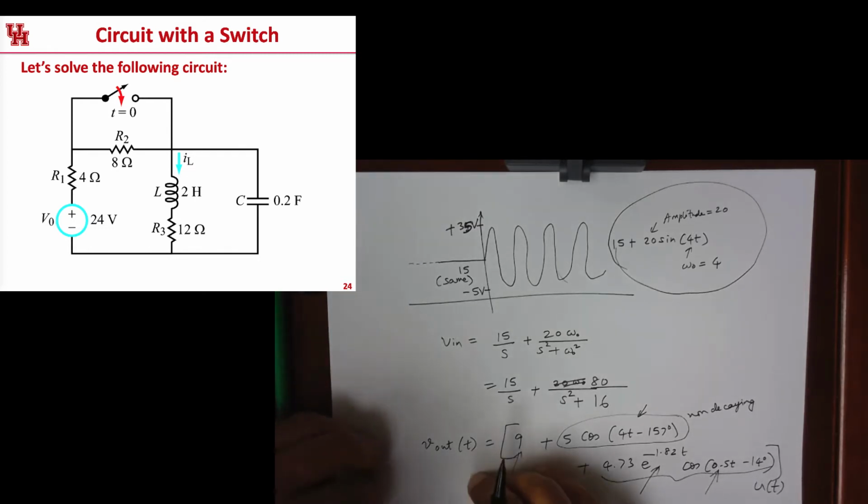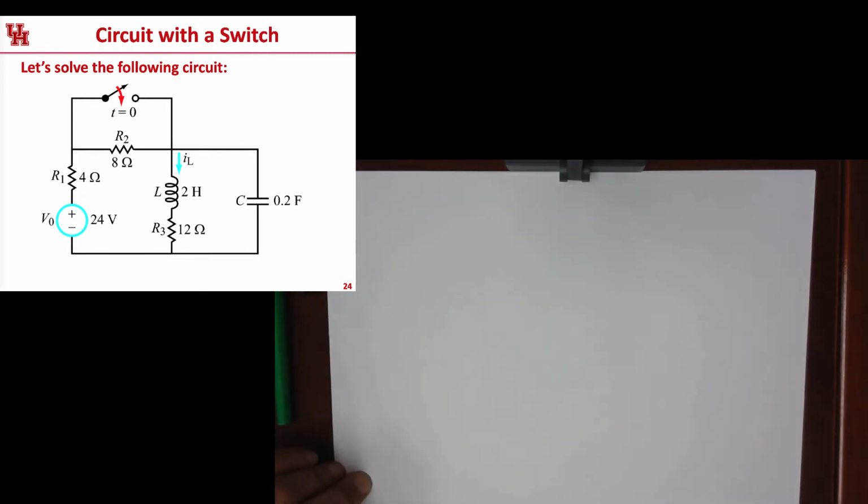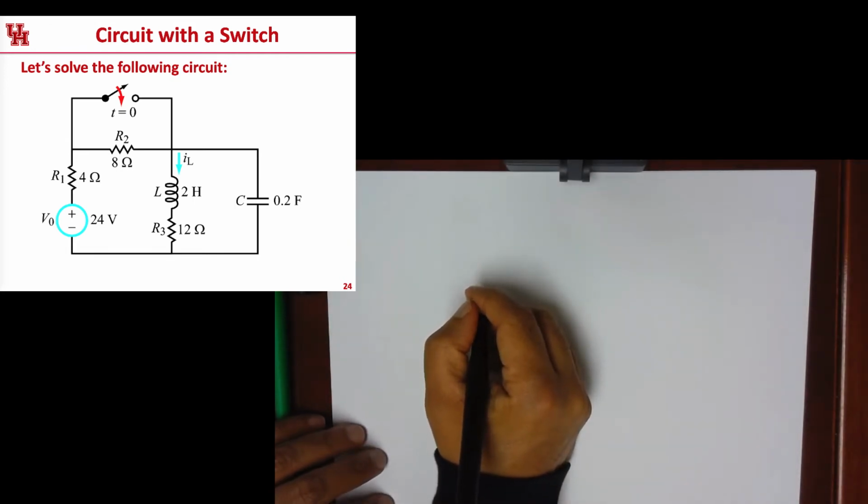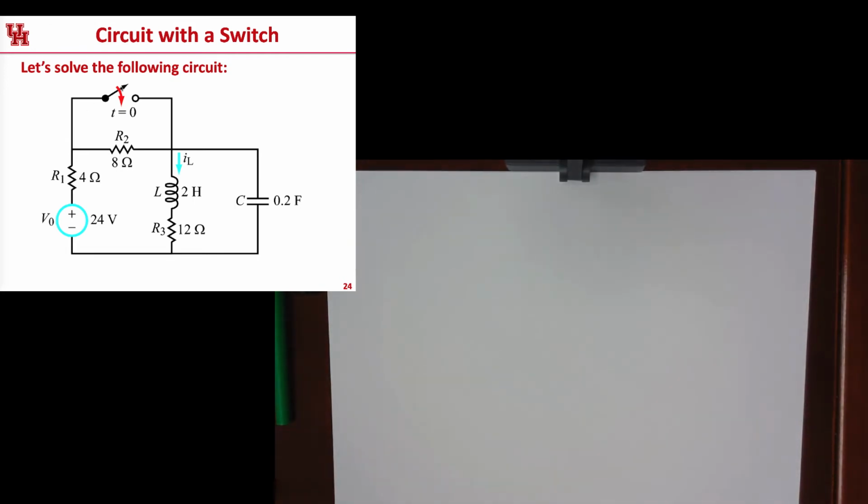So let's look at the next example here. We have a circuit with a switch. Now in this case, what's happening is that this switch is short-circuiting resistor R2 at time t equal to 0. So one way to think about this is, okay, let's go about doing the two-part solution.